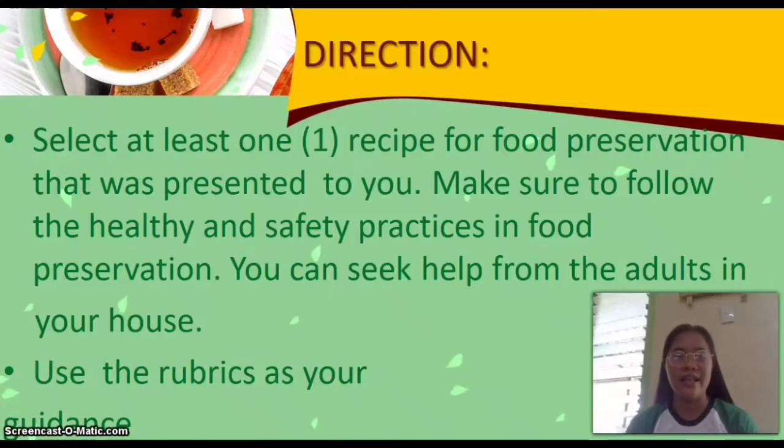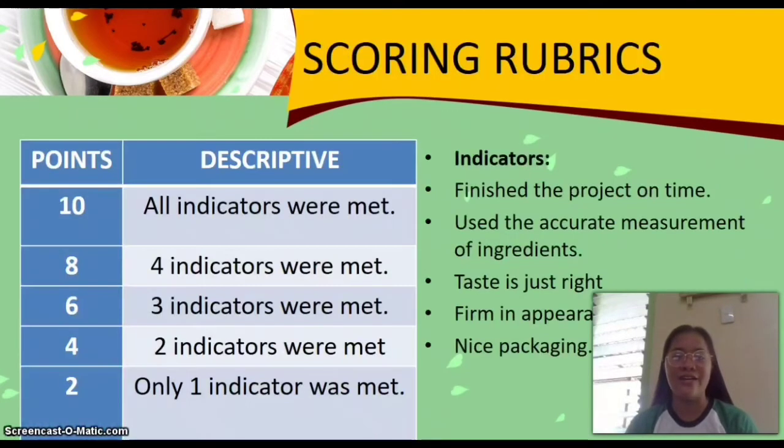Activity. Select at least one recipe for food preservation that was presented to you. Make sure to follow the healthy and safety practices in food preservation. You can seek help from the adults in your house. Use the rubrics as your guidance. I will give you 15 minutes to do it. Are you ready? Okay, copy the scoring rubrics.